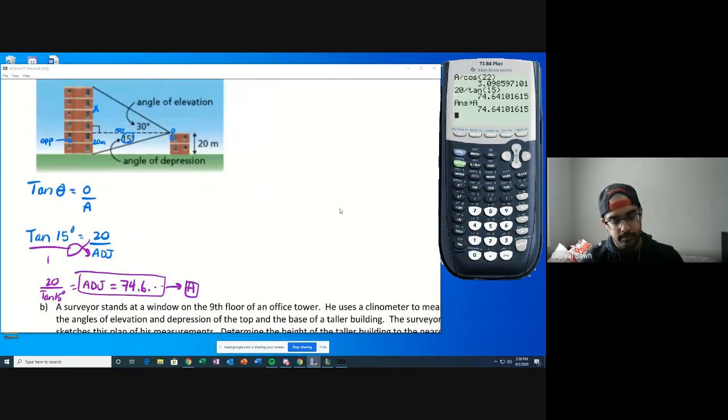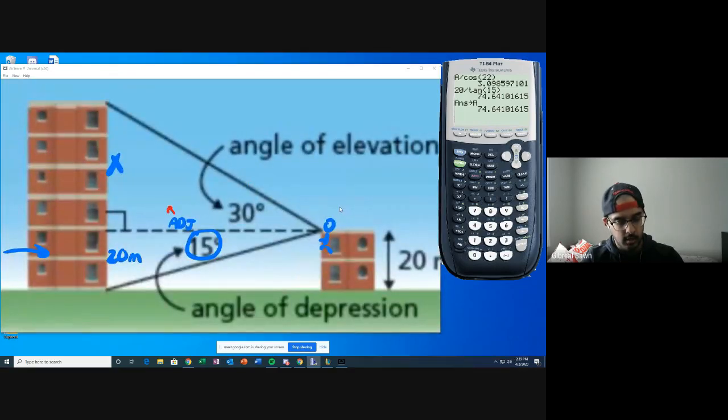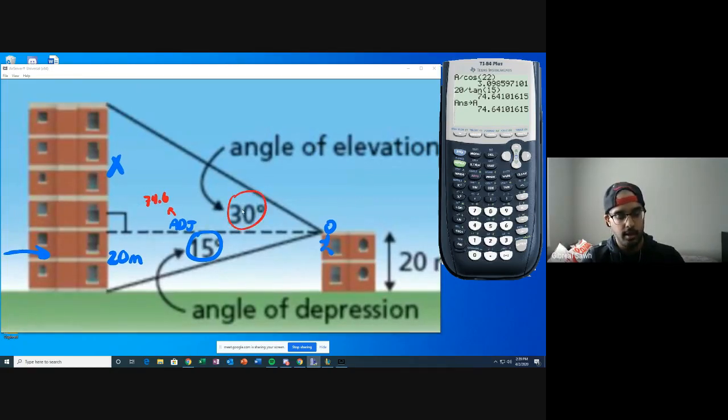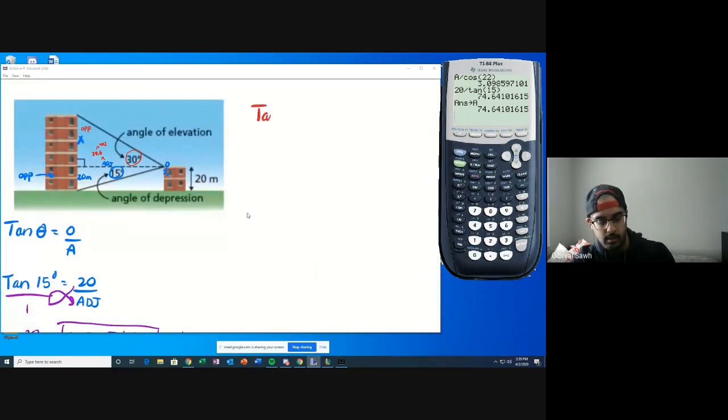Now in my other triangle, zoom back in there, I now know that this adjacent side was that 74.6 number. So now I've got an angle of 30. I know the opposite side is x, but that 74.6 is still the adjacent side according to this 30 degrees. So we're going to use tangent one more time. The tangent of an angle is opposite over adjacent, which means the tangent of 30 is equal to that opposite side, which we called x, divided by that adjacent side, which is our stored value from before.